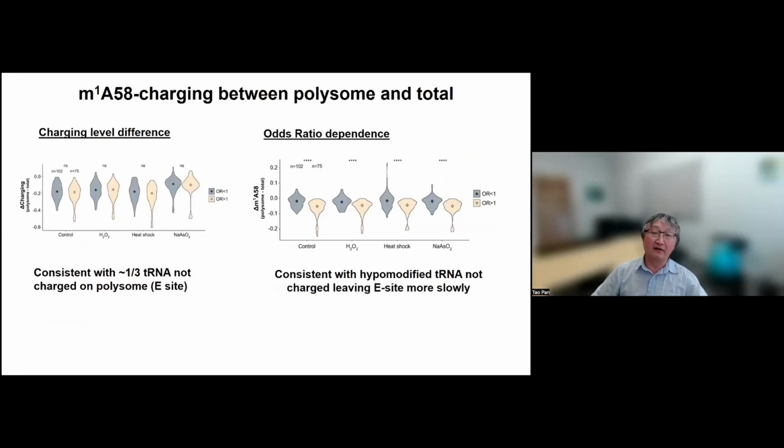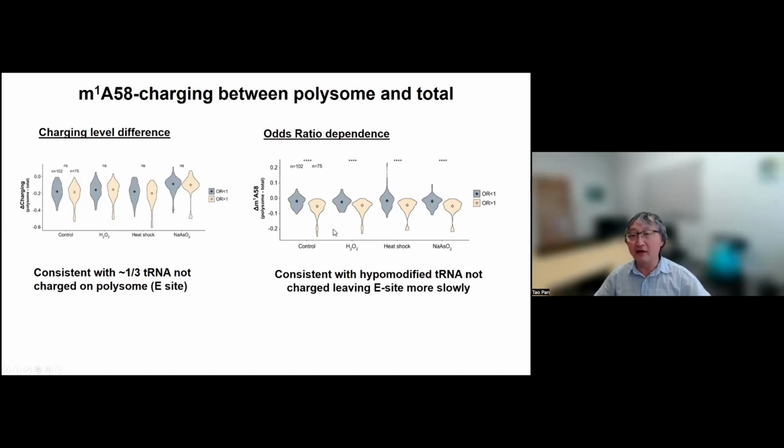And then this is my last slide. This is a little complex, but I just want you to think about this: when you measure charging on a polysome, of course, the tRNA has an E site. E site tRNA is uncharged. So something like one third of the tRNA will be uncharged to begin with, right? This is reflected roughly around here. We look at the charging level differences between tRNA and the polysome. It drops by about one third.